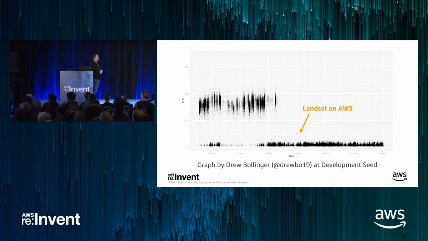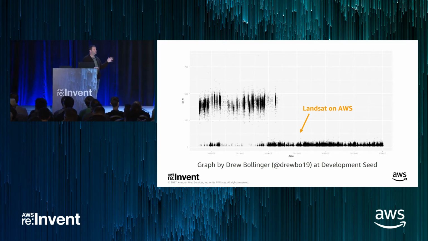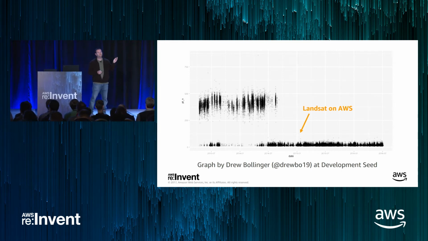So this is a graph by Drew Bollinger from Development Seed. And what Drew was doing was accessing Landsat 8 data. He was accessing it in a traditional mechanism via machine-to-machine or similar, like FTP. But then he switched to using the Landsat 8 data, which is satellite imagery data that's available on AWS. When we made this data available in AWS, we actually unarchived the data.